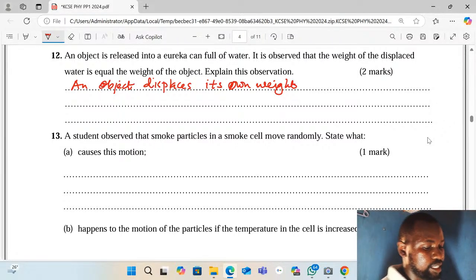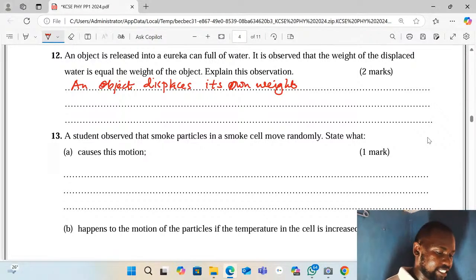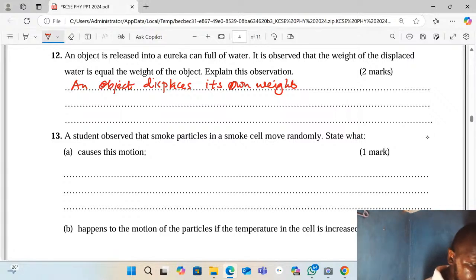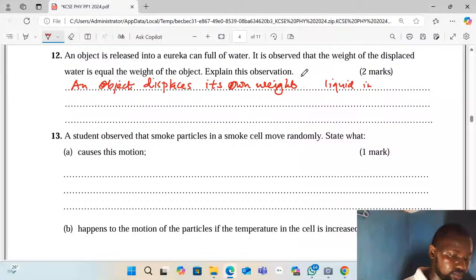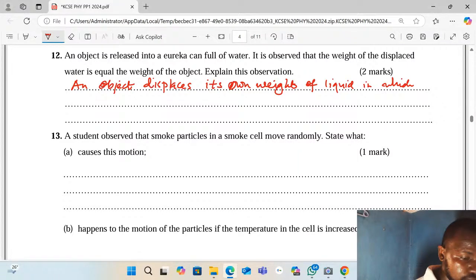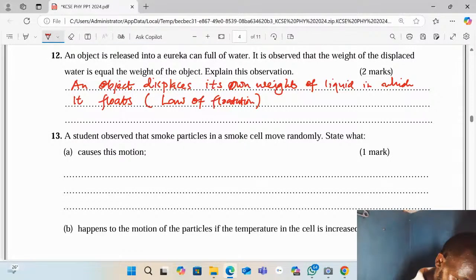Therefore, it is going to displace a liquid that is having the same mass or weight as that object, of the liquid in which it floats. This is the law of flotation.